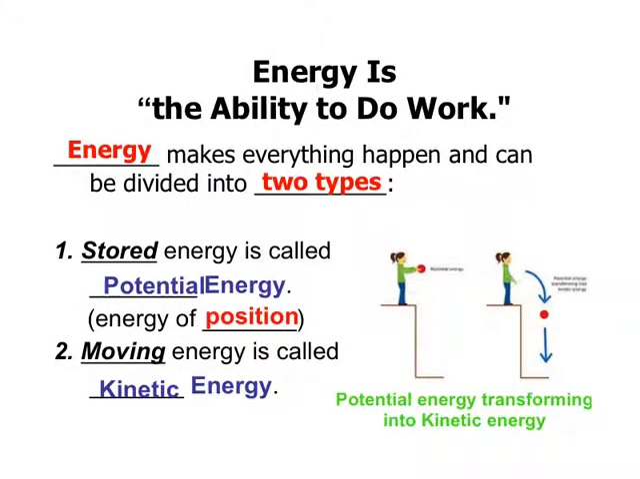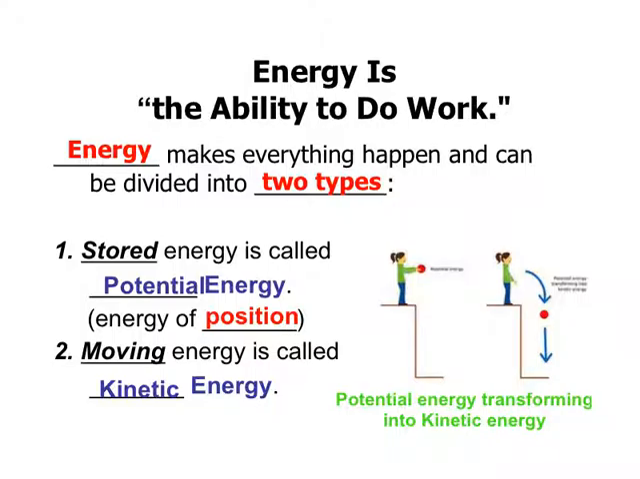Energy is what makes everything happen and can be divided into two types. We have the first one, which is stored energy. That is potential energy. It is the energy of position because the higher something is, the more stored or potential energy it has. Moving energy is called kinetic energy. When you see that word kinetic, I want you to think motion.